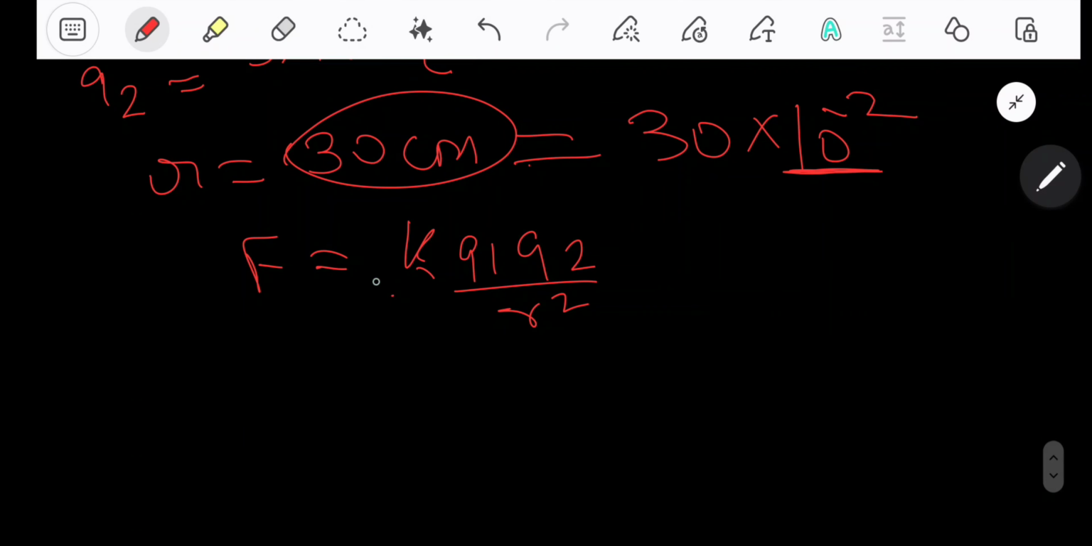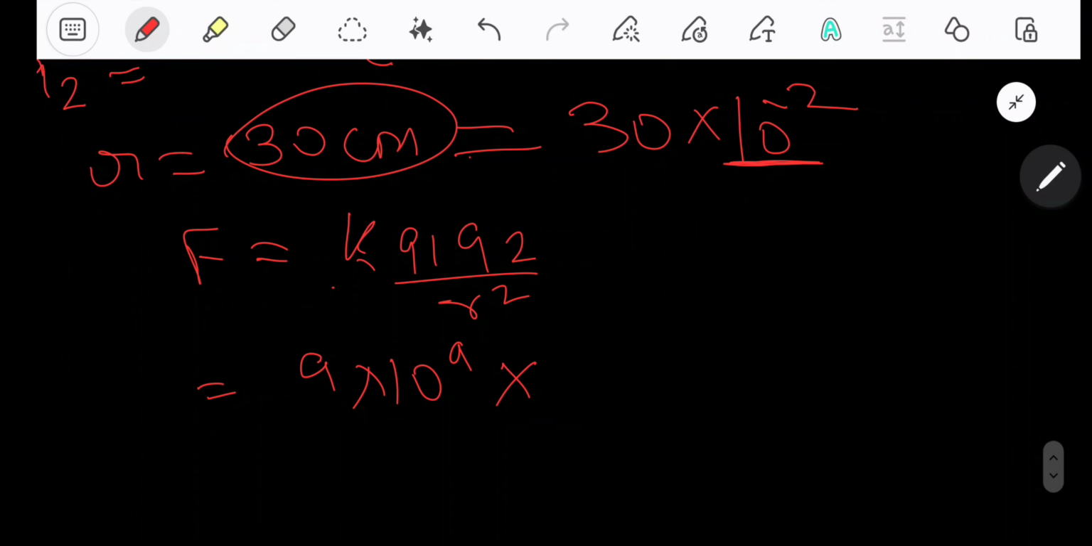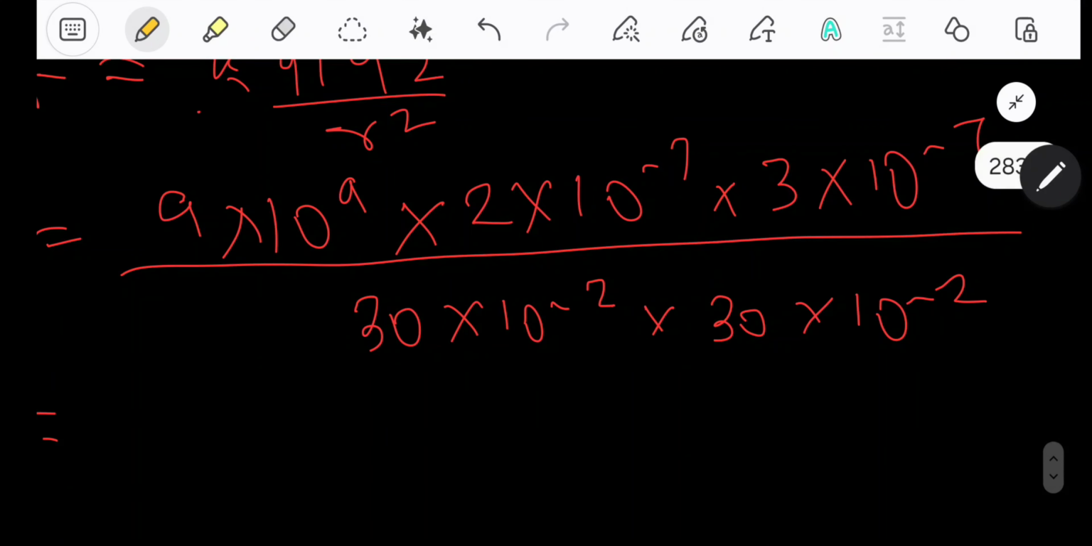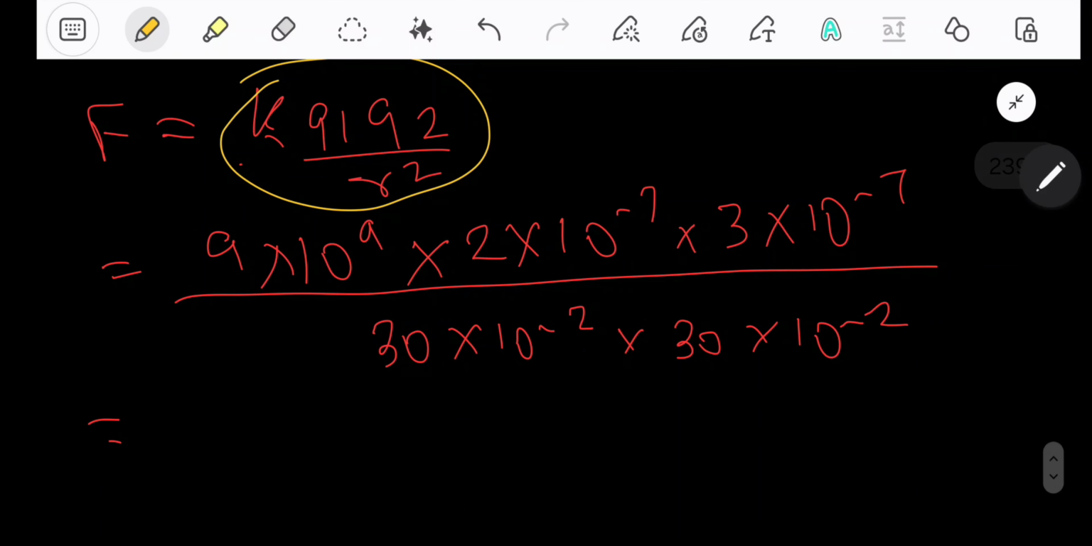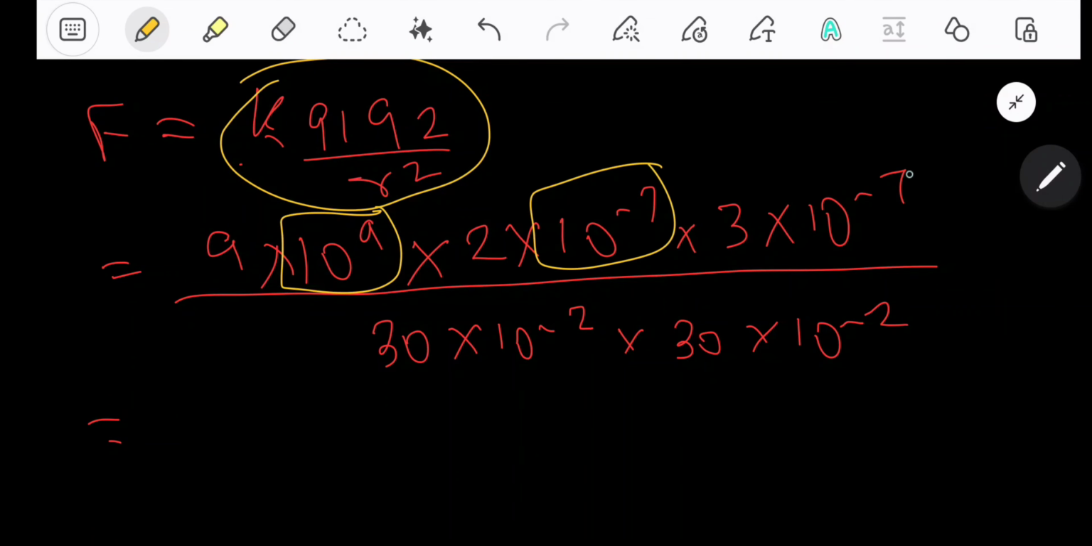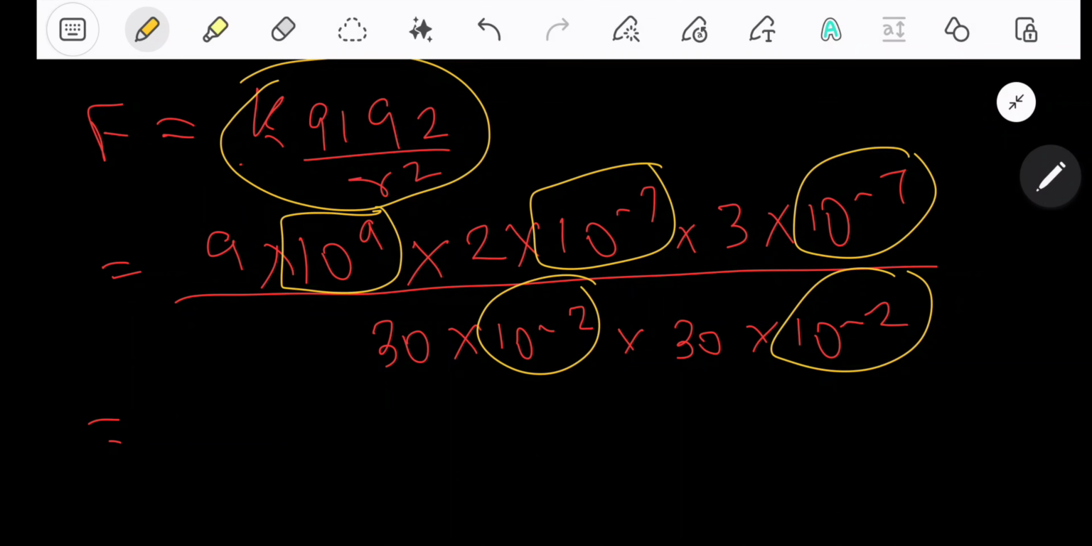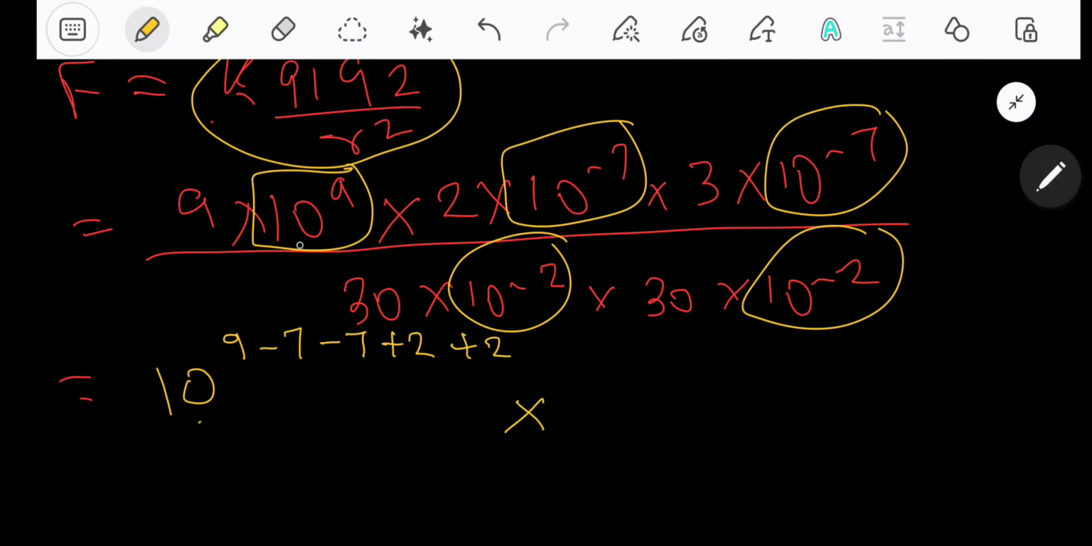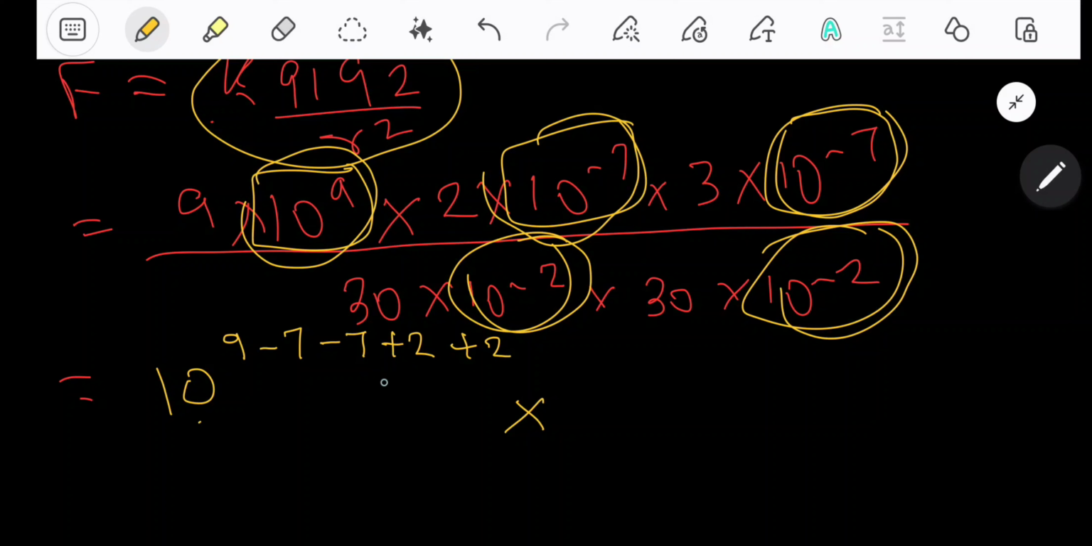Now, what is the value of K? 9 into 10 raised to 9, into Q1 which is 2 into 10 raised to minus 7. This is basic substitution, and after you substitute your values, you'll get something like this. The thing is, the calculation part is a bit tricky. It's always tricky in physics, but what we're going to do is take all your 10 factors, all of these, into one, 10 raised to 9, and you already know how to do the exponent stuff.